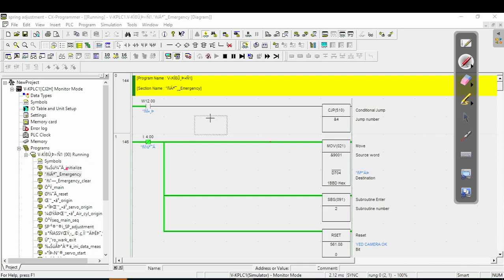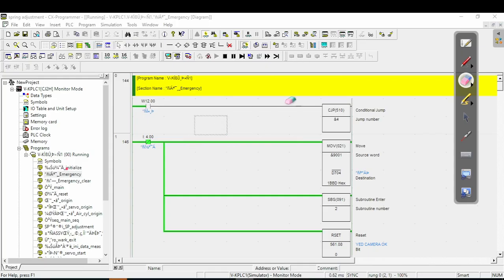That is Omron PLC software, called the CX Programmer. You know that. Now we will discuss the Mitsubishi PLC.